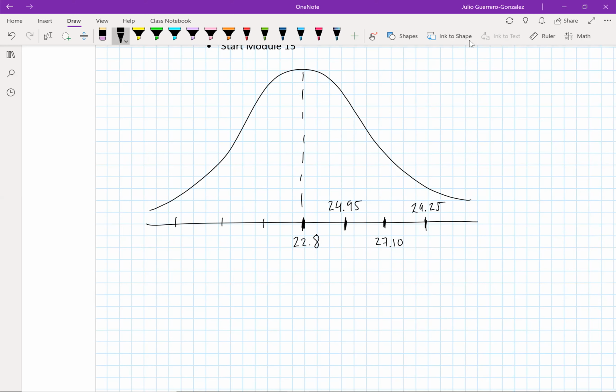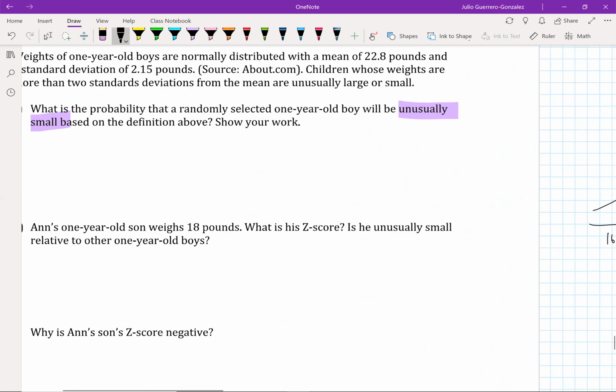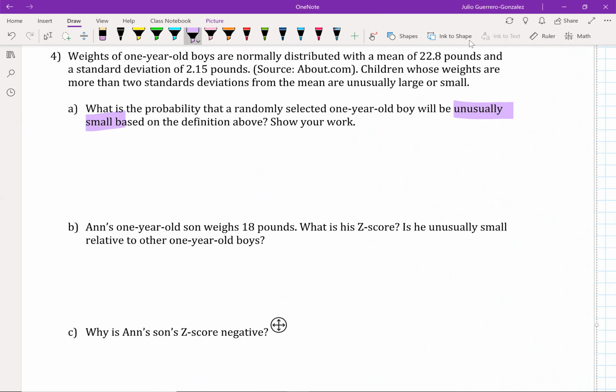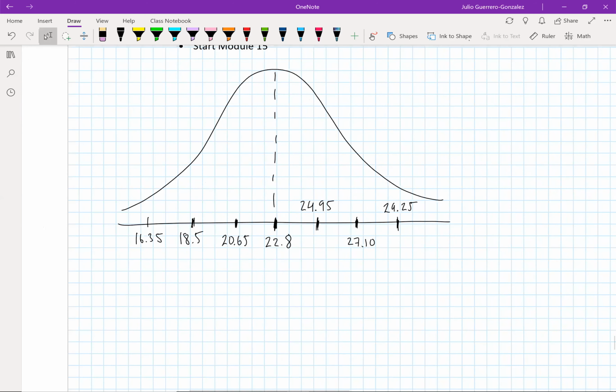And then down, what's the first one down? 20.65. This one's gonna be 18.45. No, 18.40. 18.5. Okay. Yeah. And then 16.35. Yep. Correct. Okay. What did it say? Unusually small, and that's based off of more than 2 standard deviations away from the mean. Above or below means unusually large or unusually small, whichever you need, right?